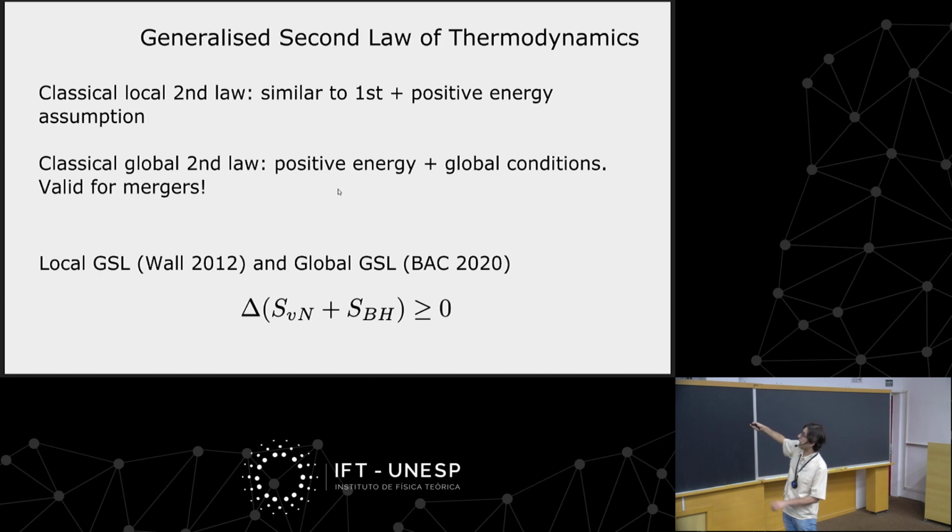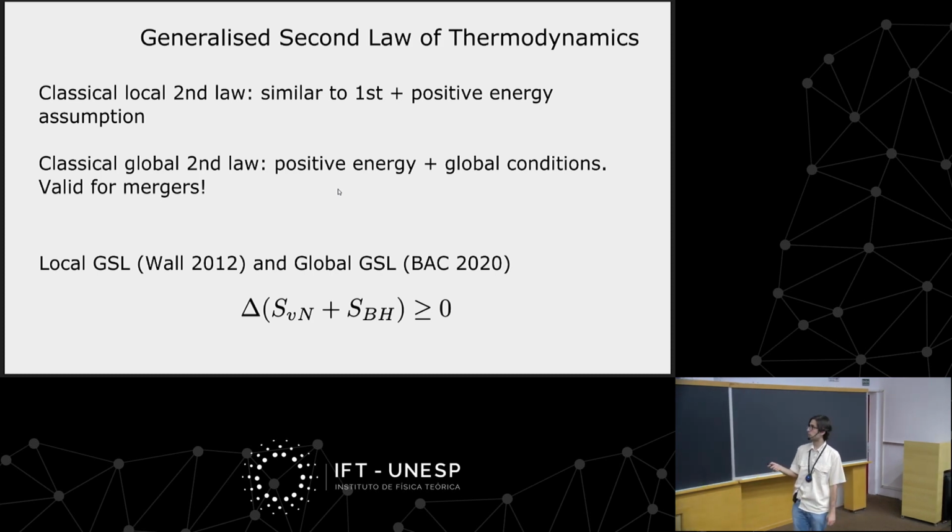Anyway, for the classical laws, you need positive energy. So this is saying that the area doesn't decrease, but that's not what's verified in semi-classical physics. And that's a bit more work to prove in semi-classical theory than the first law, but there are proofs. The local version was generalized by Aaron Wall in 2012, and I generalized a global version in 2020.